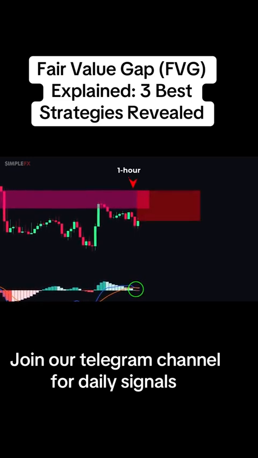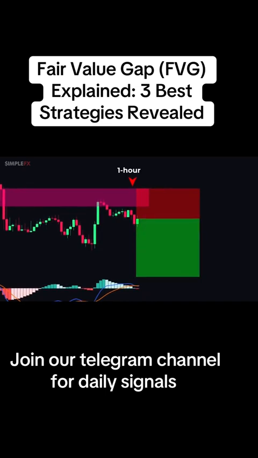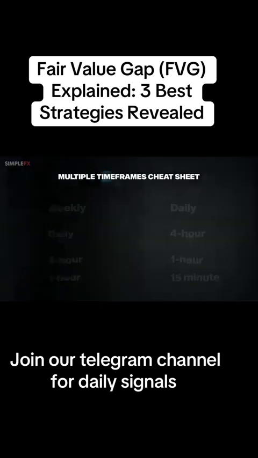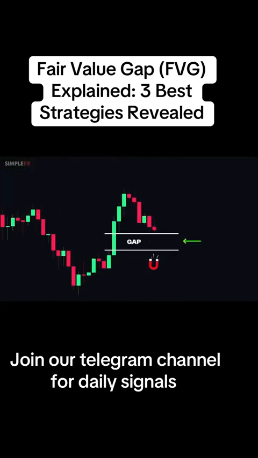Next, place your stop loss at the invalidation point of the fair value gap and set your take profit at twice the size of your stop loss. As you can see, this trade ends up being profitable. Now here's a quick guide on which time frames to choose for multi-time frame confirmation. So as you can see, trading the fair value gaps can be very profitable.